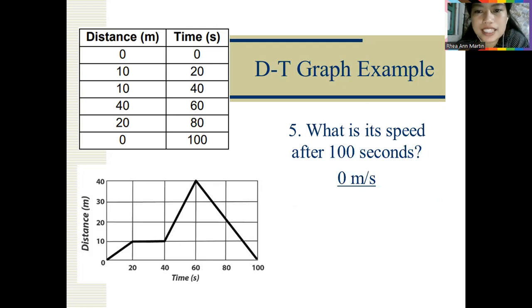Next, what is its speed after 10 seconds? So 0, 20, 40, 60, 80, 100, nandito na yung point. 100 seconds. Ano yung distance niya? Dito, 0. 0 over 100, that is 0 meter per second.